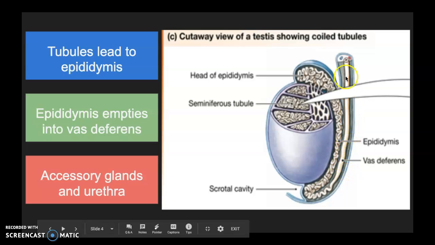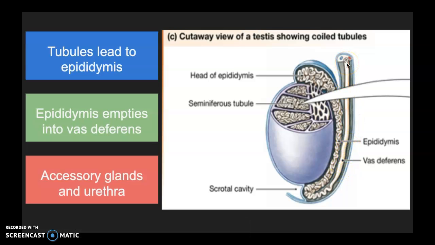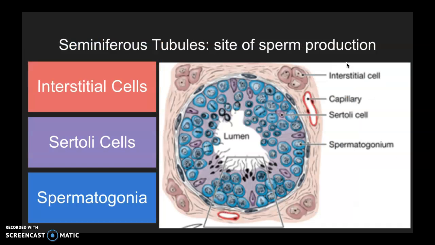tubing known as the vas deferens, and the vas deferens then takes the sperm through the abdomen of the male, where it will pass through a number of different accessory glands, the Cowper's gland, the seminal vesicles, and the prostate, where it will be mixed with secretions from these glands to create semen, and semen is then ejaculated out of the body via the urethra.